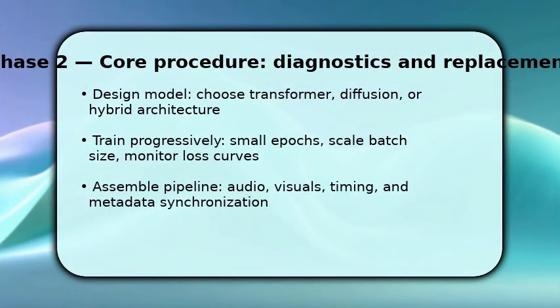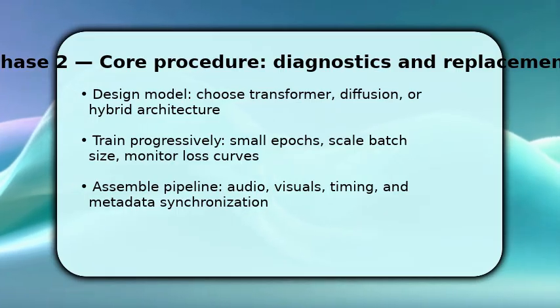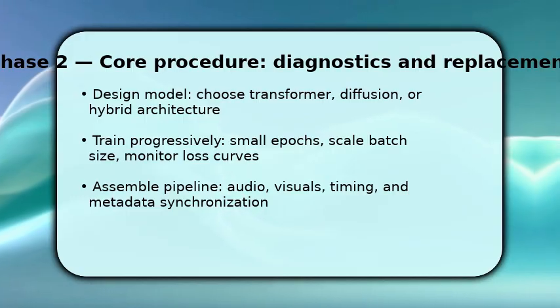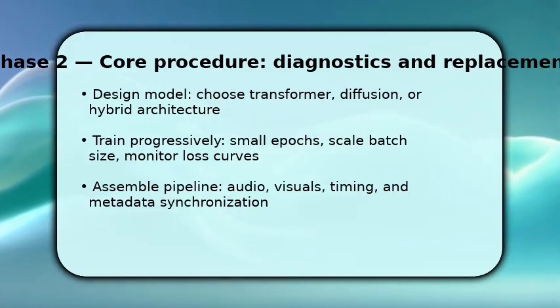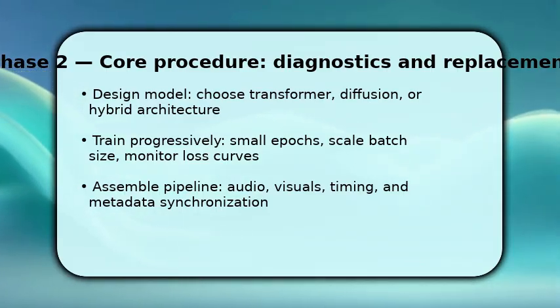You now move into model design and iterative training. Pick an architecture that fits your goal, transformer for sequence control, diffusion for imagery, and justify the choice. Start training progressively. Short runs to catch bugs, then scale batch size and learning rate carefully while watching loss and validation metrics. Once model outputs are consistent, assemble the production pipeline.